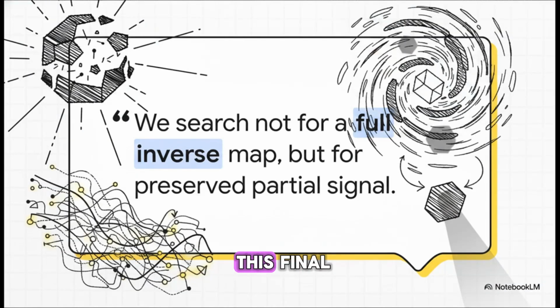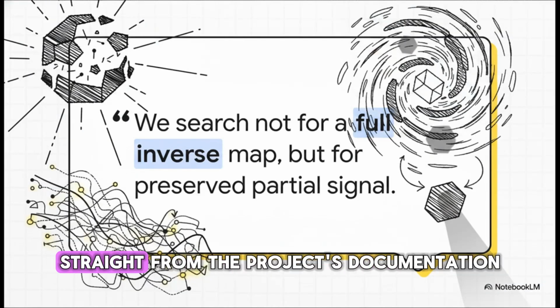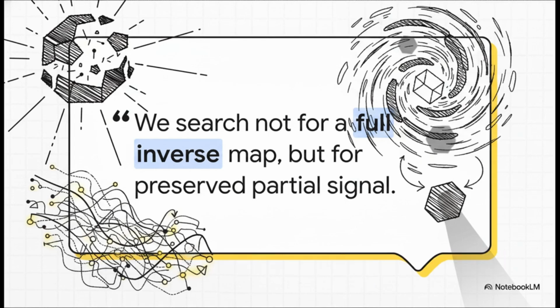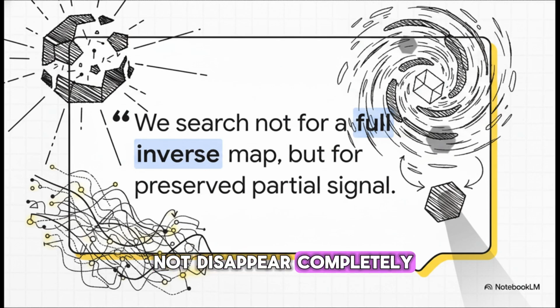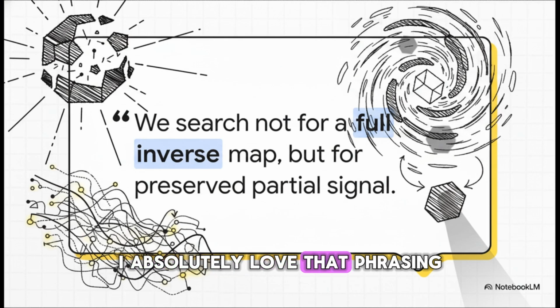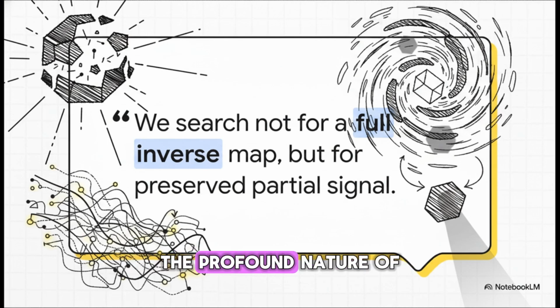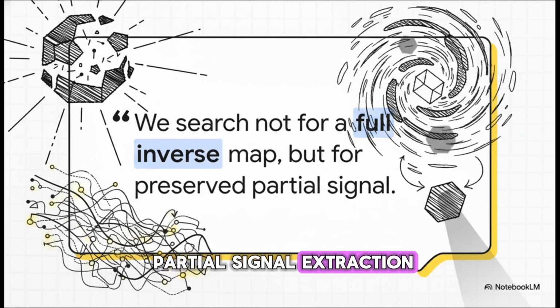Which brings us to this final, somewhat haunting thought straight from the project's documentation. VEILBreaker does not recover the hidden table. It maps the geometry of the scalar shadow. The table remains hidden, but the geometry does not disappear completely. I absolutely love that phrasing. It perfectly encapsulates the profound nature of partial signal extraction.